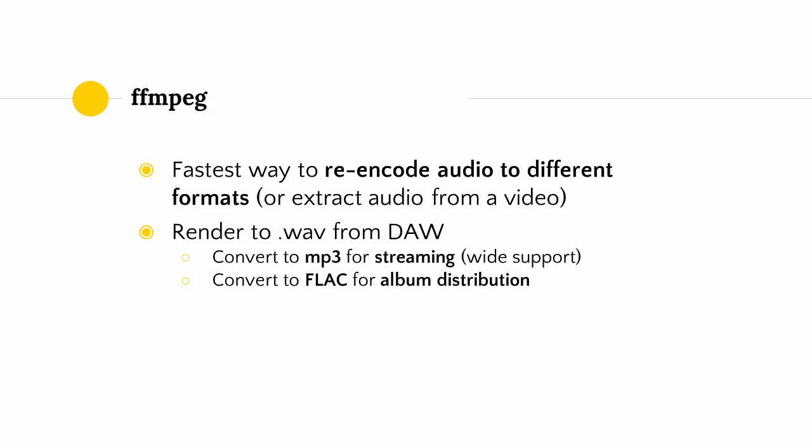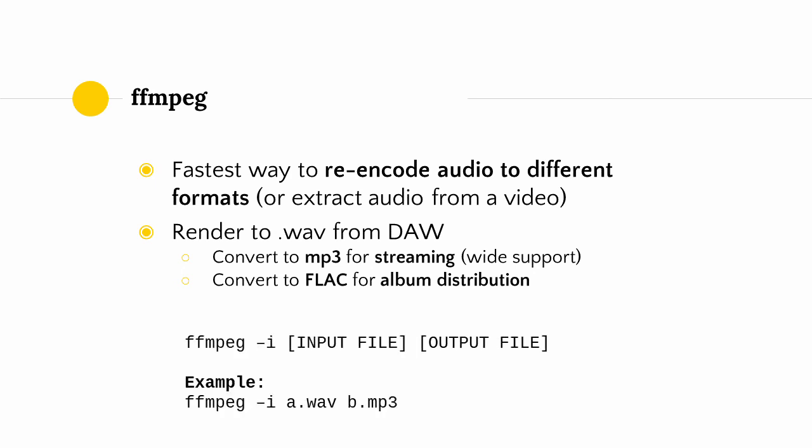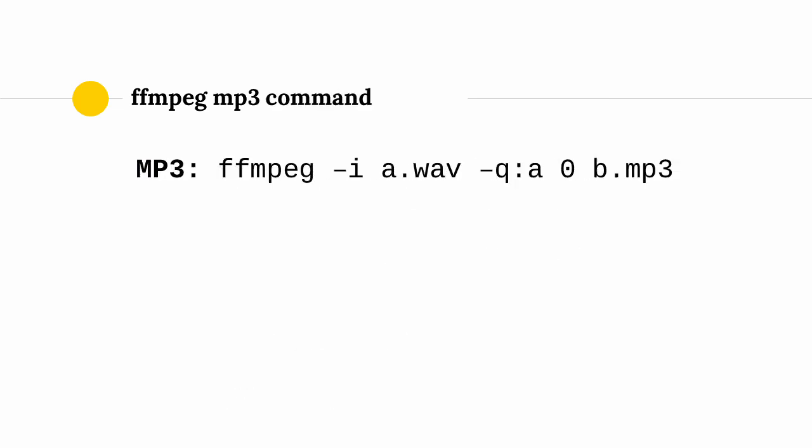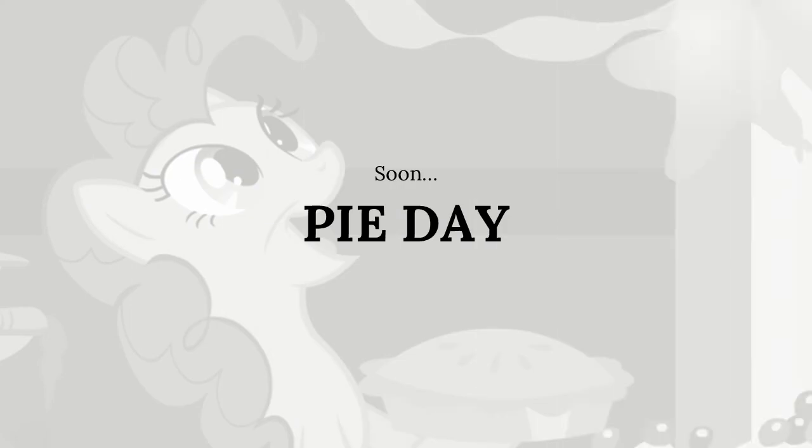To actually use ffmpeg, all you gotta do is install it and type something like that into your command prompt or terminal. Listed on this slide is the ffmpeg command that will give you the highest quality for transcoding to MP3. And that's it. That is the end of the elements of music production.